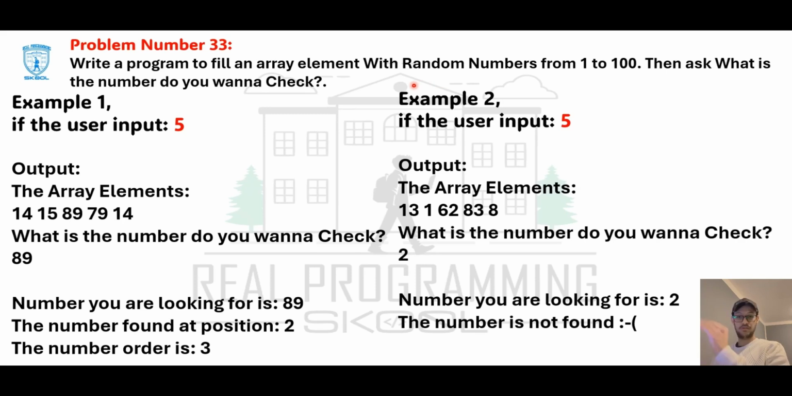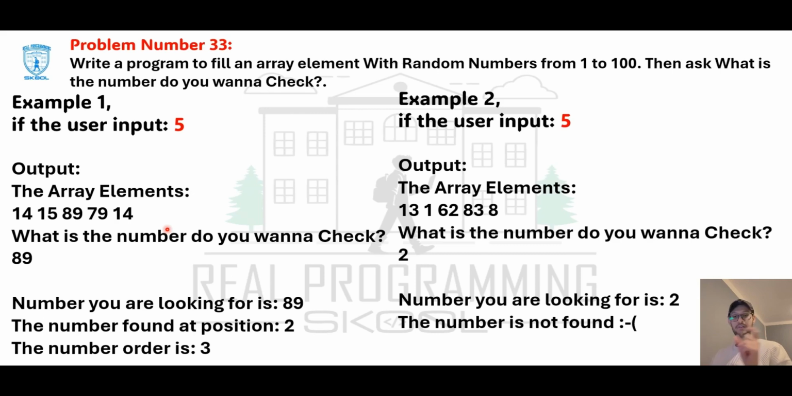Because it's easy, you already know what functions we call to fill the array with random numbers from 1 to 100, depending on the array capacity. Then ask what is the number you want to check? We have two examples here, all right? For example, if the user inputs 5, the output should be array elements 14, 15, 89, 79, 14.